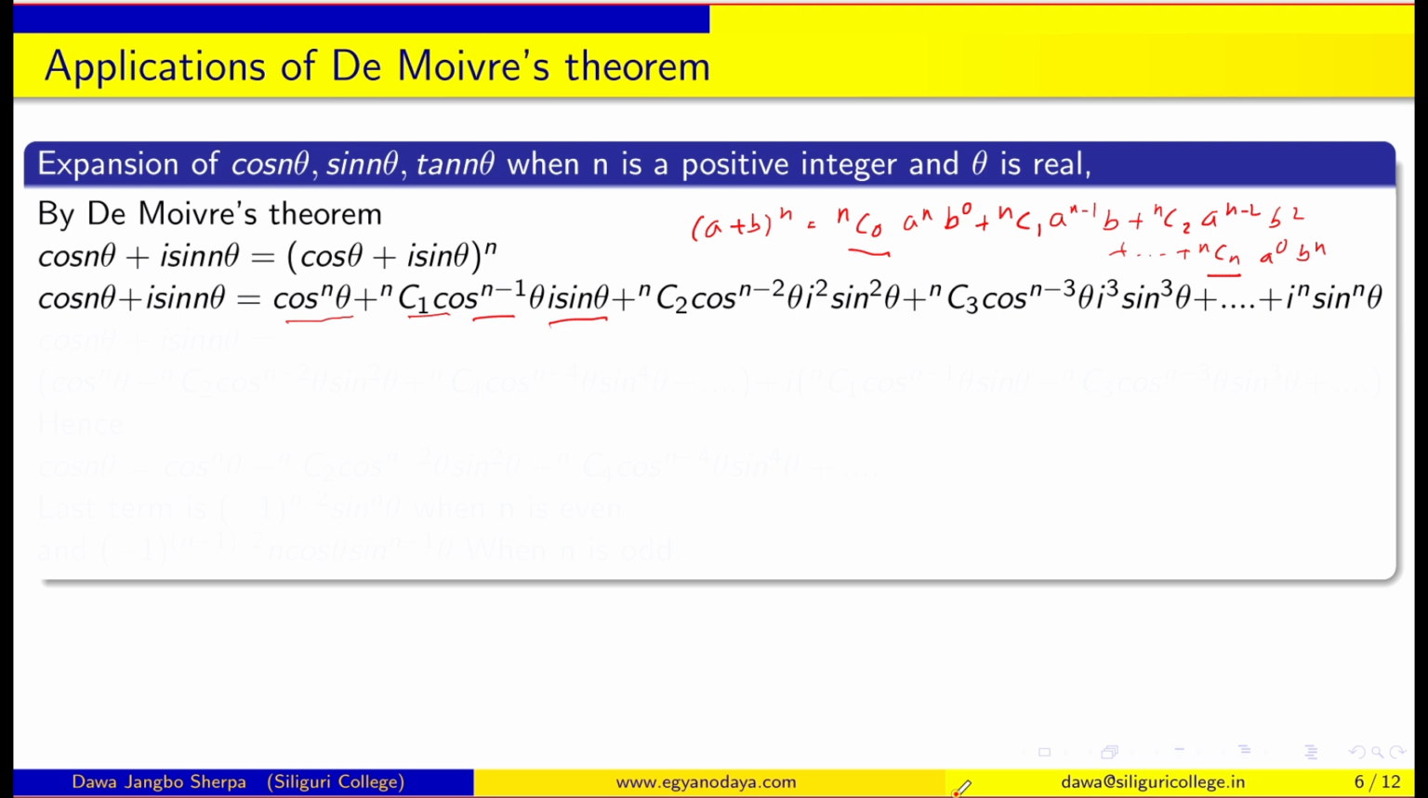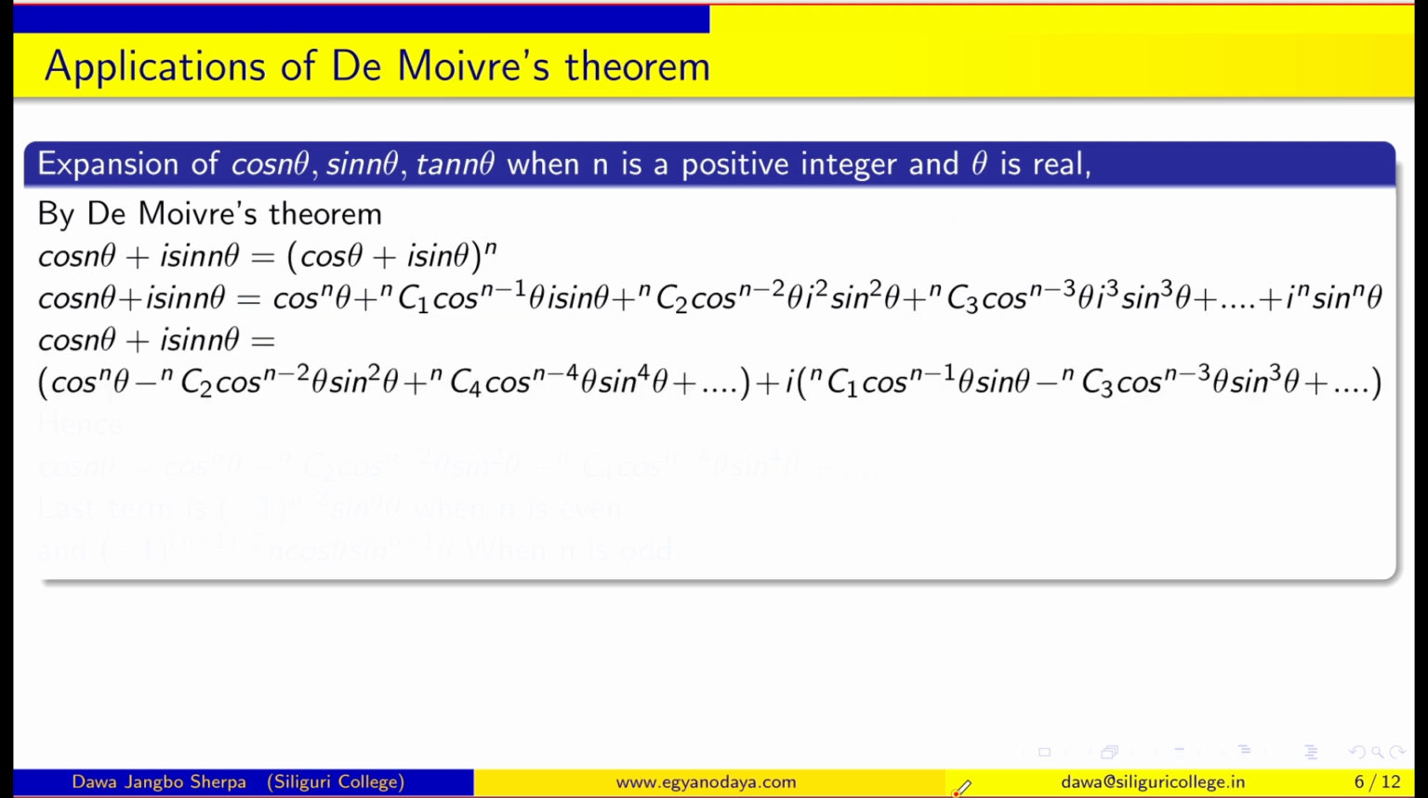So now we are going to collect the real and imaginary parts separately. The real part is here cos^n θ, and this is also a real part because i squared is minus 1. So alternatively we will get the real part, that means cos^n θ minus nC2 cos^(n-2) θ sin^2 θ, with a minus sign because i squared is minus 1, and after that we'll get plus nC4 cos^(n-4) θ sin^4 θ, because it will be plus since i^4 is 1.